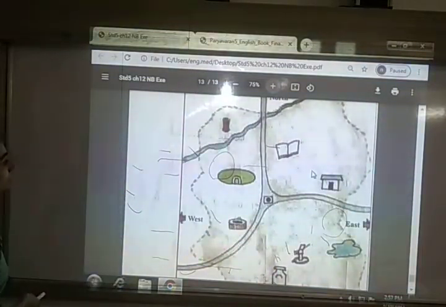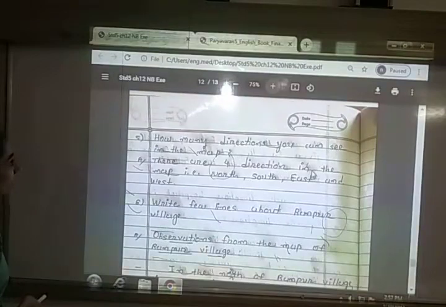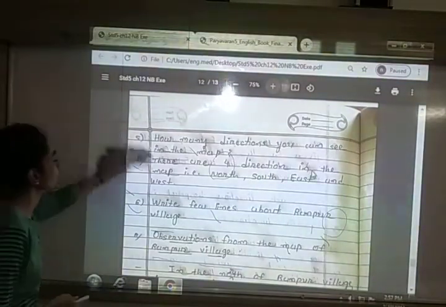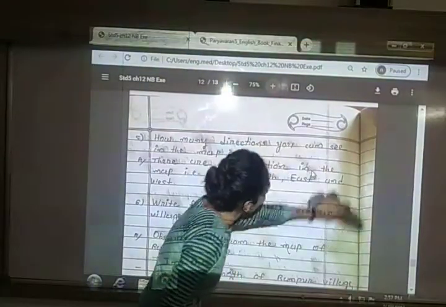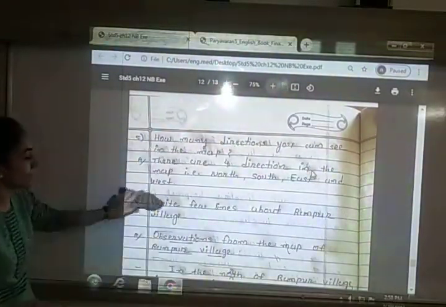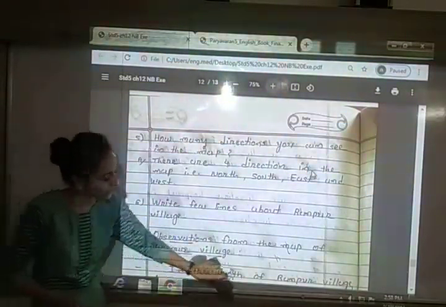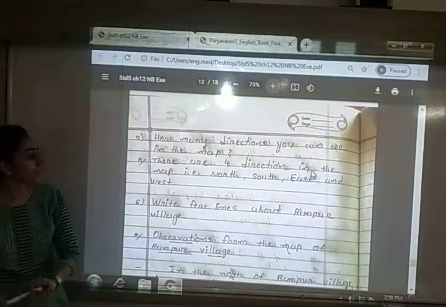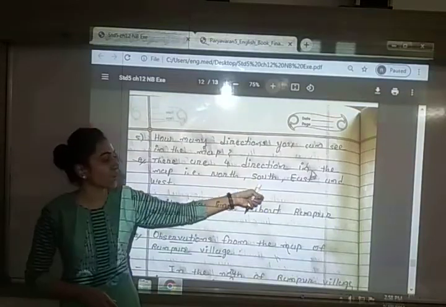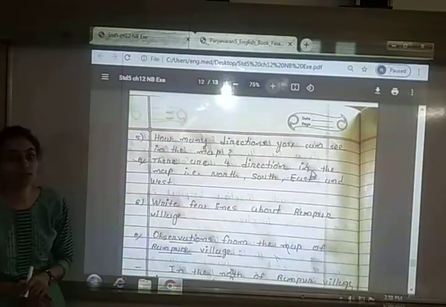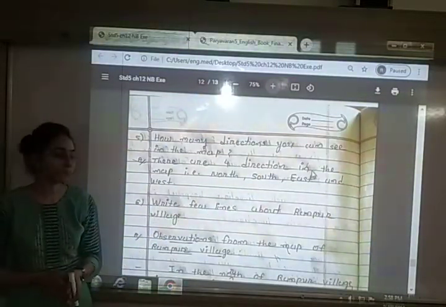Next is question number 5. How many directions can you see in the map? We had already seen that in the MCQ. How many main directions are there in the map? Here it is written that there are 4 main directions in the map, that is north, south, east and west. These directions we can see in the map.